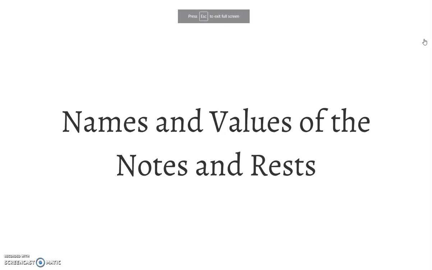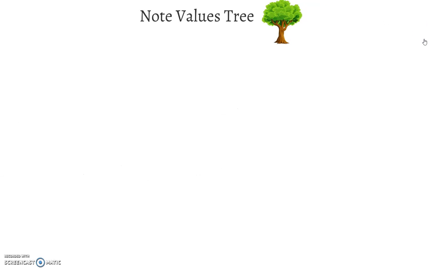Today you'll be learning the names and values of the notes and rests. We'll start with the notes. I think the best way to represent all the note values and to memorize them is to visualize a note values tree. At the top, you've got the note that has the most value, the most number of beats. And at the bottom, you've got the ones that have the least value or the least number of beats.